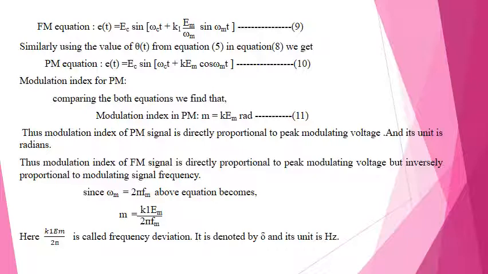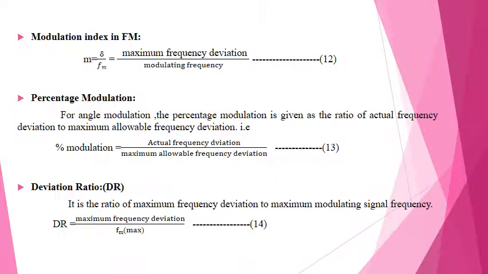So the modulation index of an FM signal is directly proportional to the peak modulating voltage but inversely proportional to the modulating signal frequency. So omega m is equal to 2 pi fm, so m is equal to k1 Em by 2 pi fm. Here k1 Em by 2 pi is called the frequency deviation and it is denoted by delta, and its unit is hertz. Next we are going to see the modulation index in FM. So m is equal to delta by fm, that is the maximum frequency deviation divided by the modulating frequency.